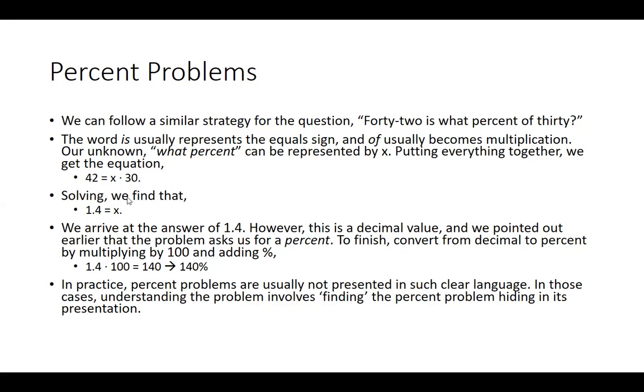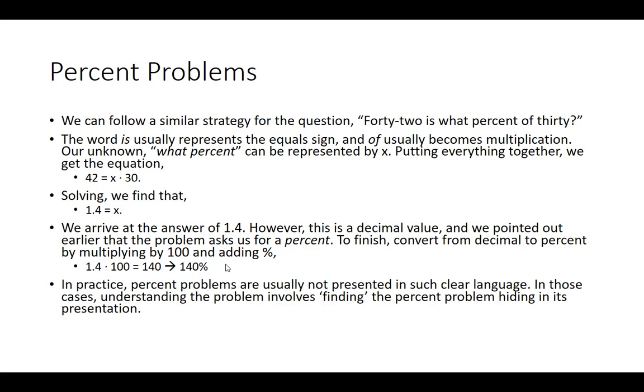Solving by dividing both sides by 30, 42 divided by 30 is 1.4. So we find that 1.4 equals x. However, this is a decimal value, and we pointed out earlier that the problem asks us for a percent. So to finish, we have to convert from decimal to percent by multiplying by 100 and adding the percent sign. 1.4 times 100 is 140. Add that percent sign. Or you can just move the decimal point 2 spaces to the right. 1.4, move the decimal point 1, 2, and you would get 140%.